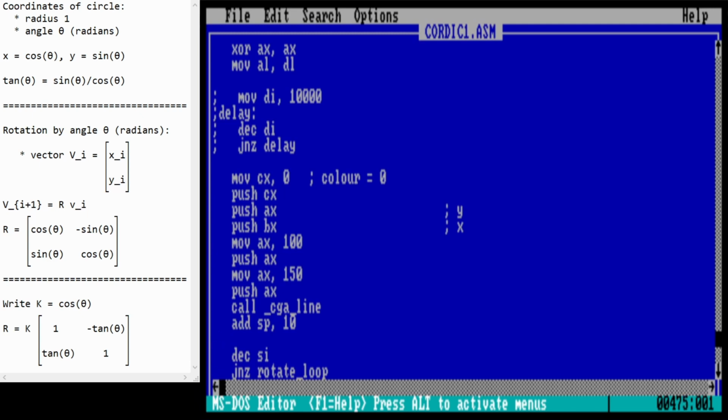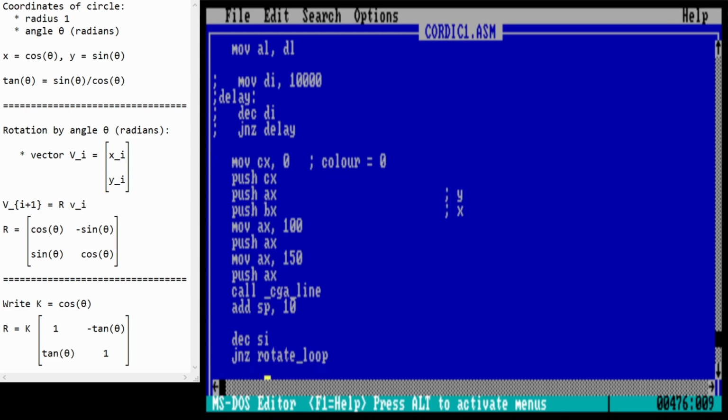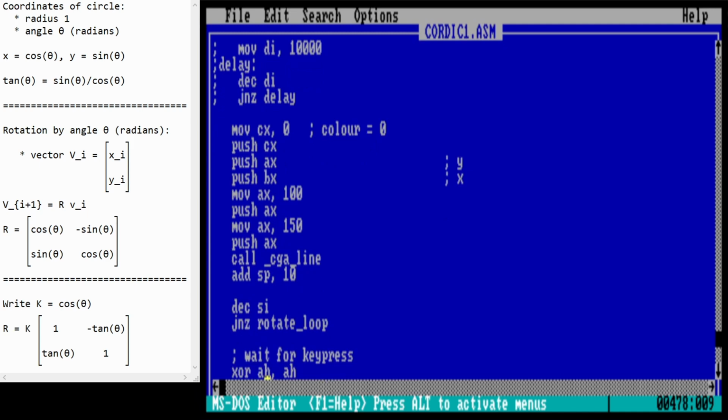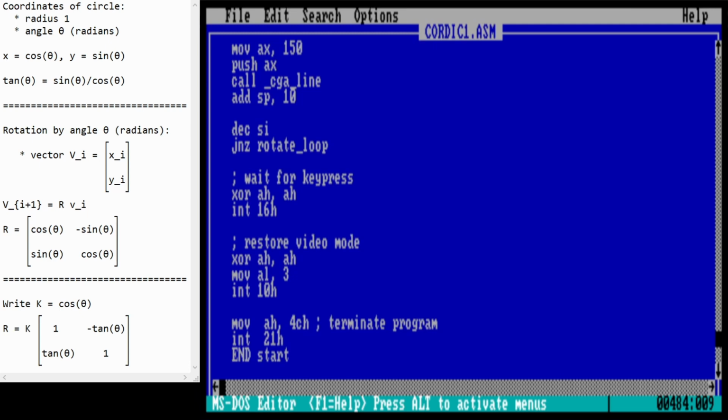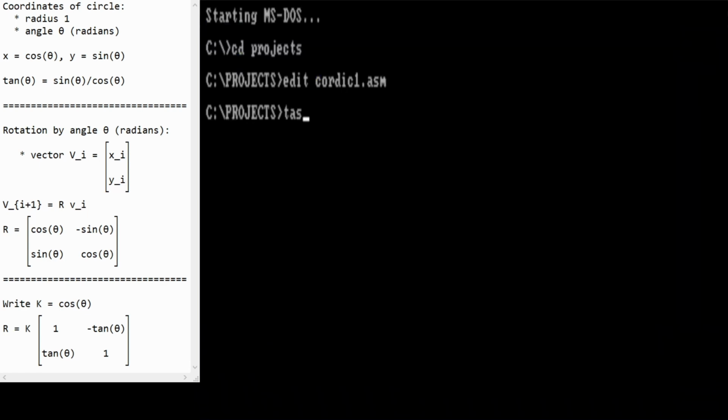But that's actually the end of the loop. We're all ready now to redraw the line in its new position, and so we just go back to the beginning of the loop for that. That's where our color 2 line drawing is. So we just decrement our loop counter and jump back to the beginning of the loop, and that's it. So that's actually the end of the program. All we do now is just wait for key press, restore the video mode, and go back to DOS as normal. And so let's actually save this and assemble it and link it, and then we can see how it performs.